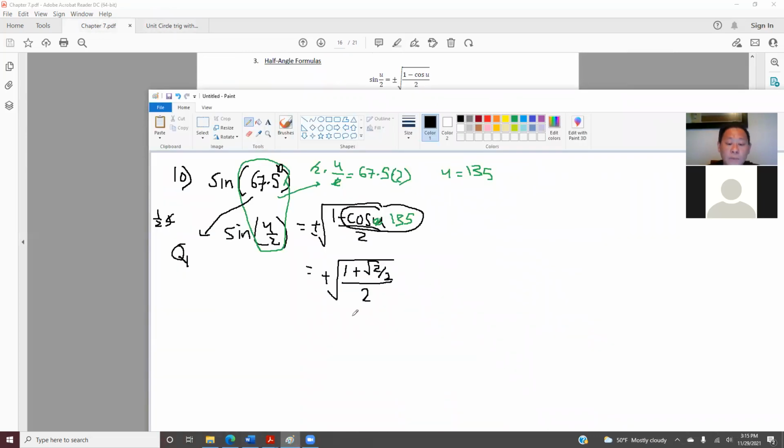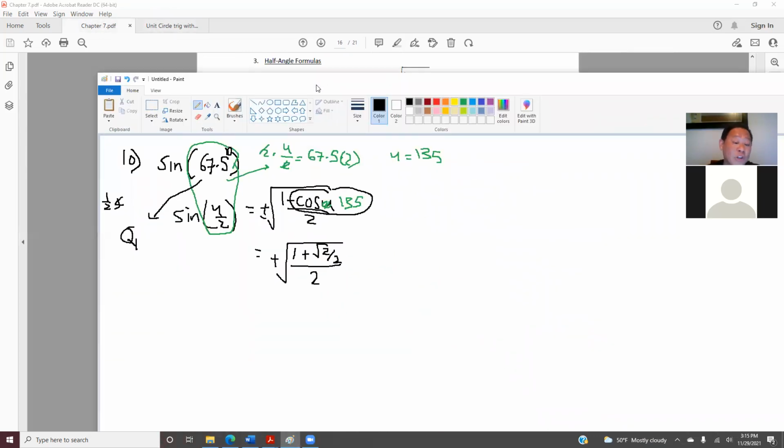So what we do here is we need to rationalize this again. This one can become 2 over 2. So this is the square root of 2 plus root 2 over 4. The top one is 2 plus root 2, and where I got the 4 from is I take this 2 times 2 here. So I got 4. So this is the sine u over 2.